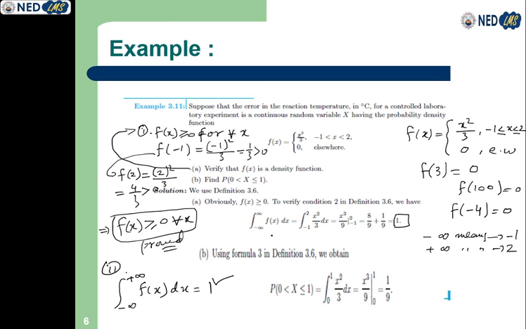So you may write here: hence the given function is a PDF. This is a PDF function. This is what we call a PDF, probability density function.